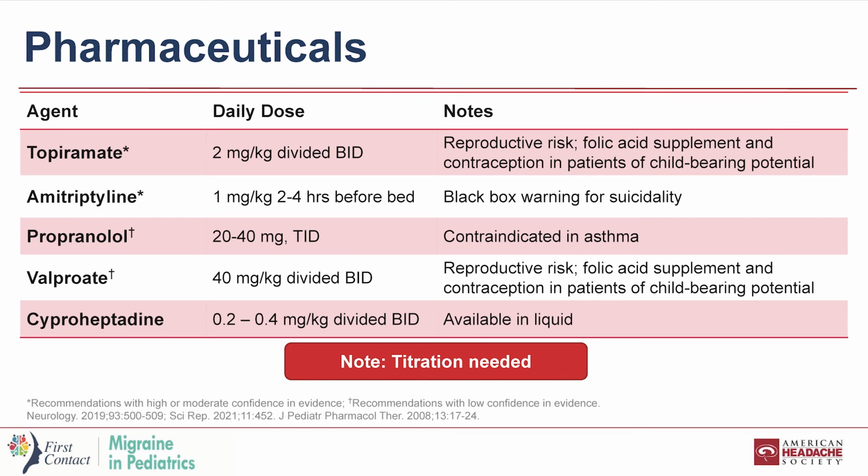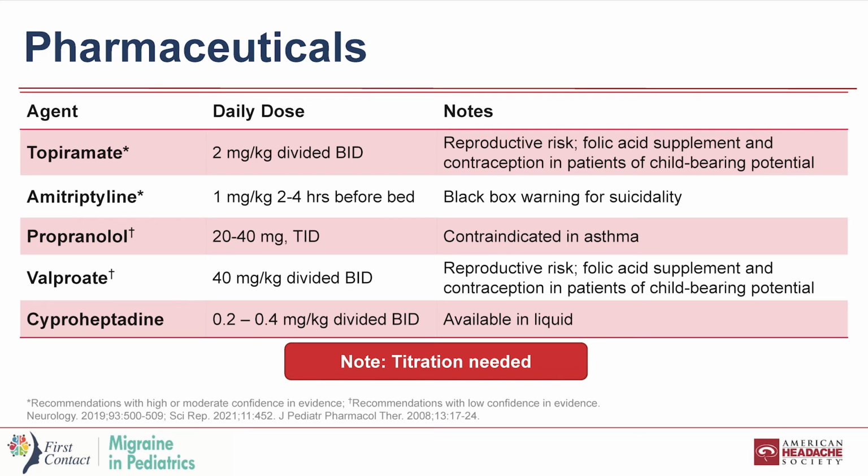Topiramate is typically dosed at about 2 mg per kg divided twice a day, but be aware of the potential reproductive risk and the need to supplement folic acid, and talk about contraceptives in patients who are of childbearing age. Amitriptyline is usually dosed around 1 mg per kg before bedtime. But again, this is an antidepressant and does have a black box warning for suicidality that has to be discussed with patients if you're going to use that. Propranolol, 20 to 40 milligrams 3 times a day, but it is contraindicated in asthma, and so it's something to be aware of in this patient population that we're treating.